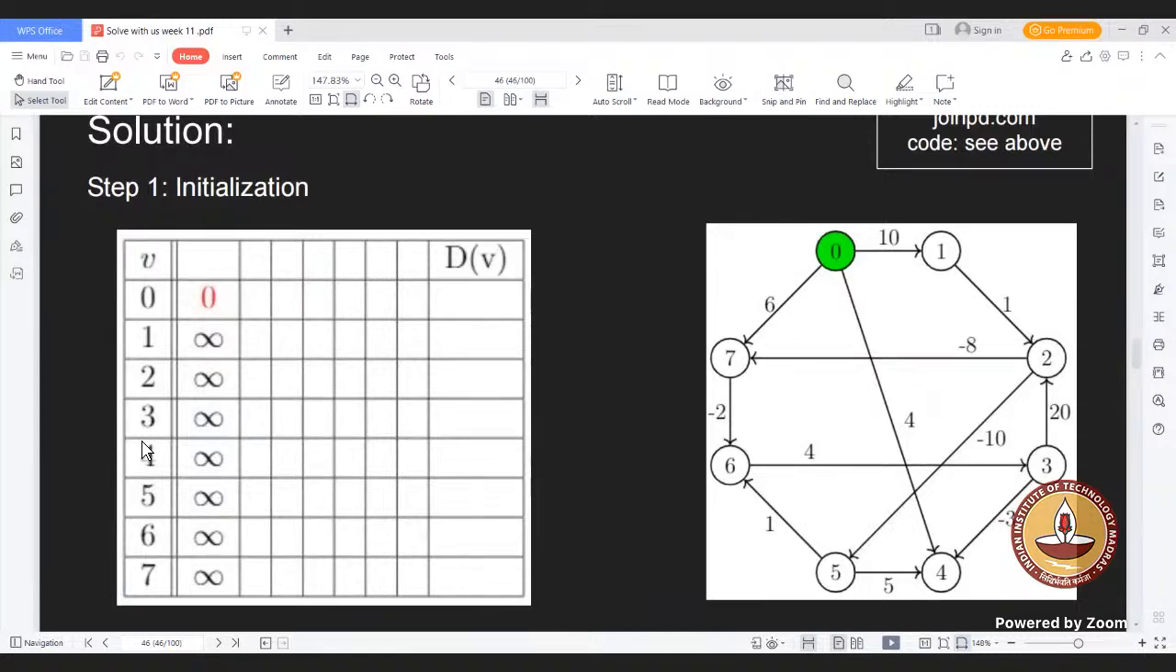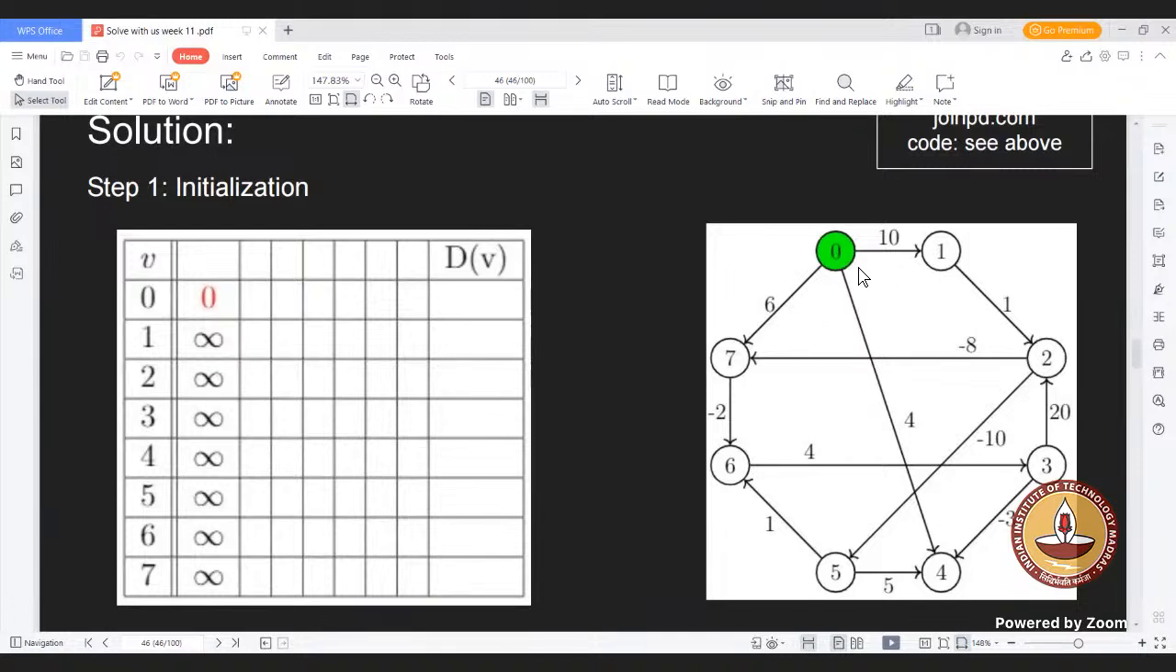Now in the second step, we can see where we can go from source 0. Since this is infinity, we don't have any clue about this one. So this is known. From 0, we'll see where we can go. We can go to 1. So 0 to 1 will be 10, right? So 10 will be here.